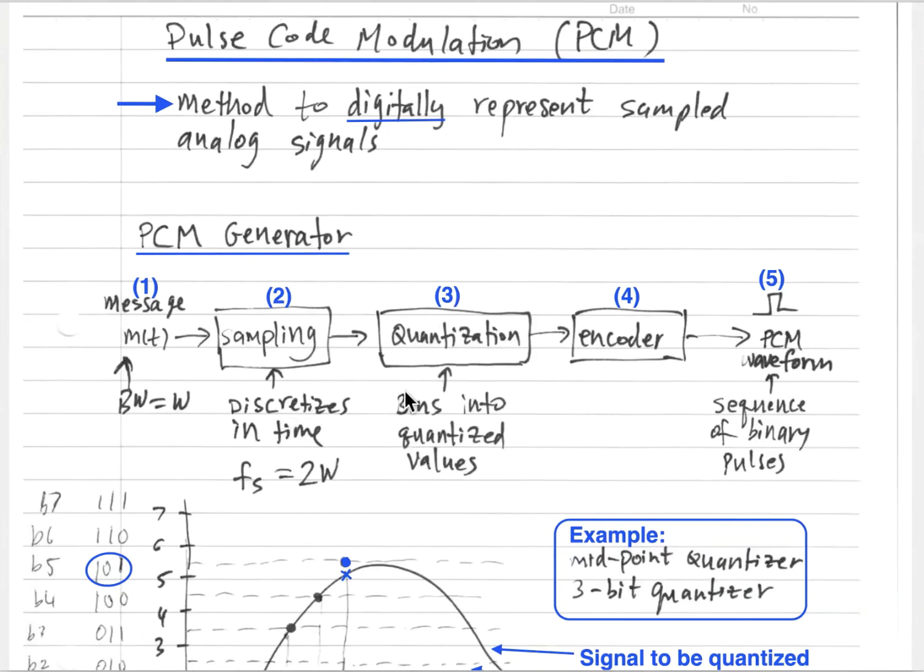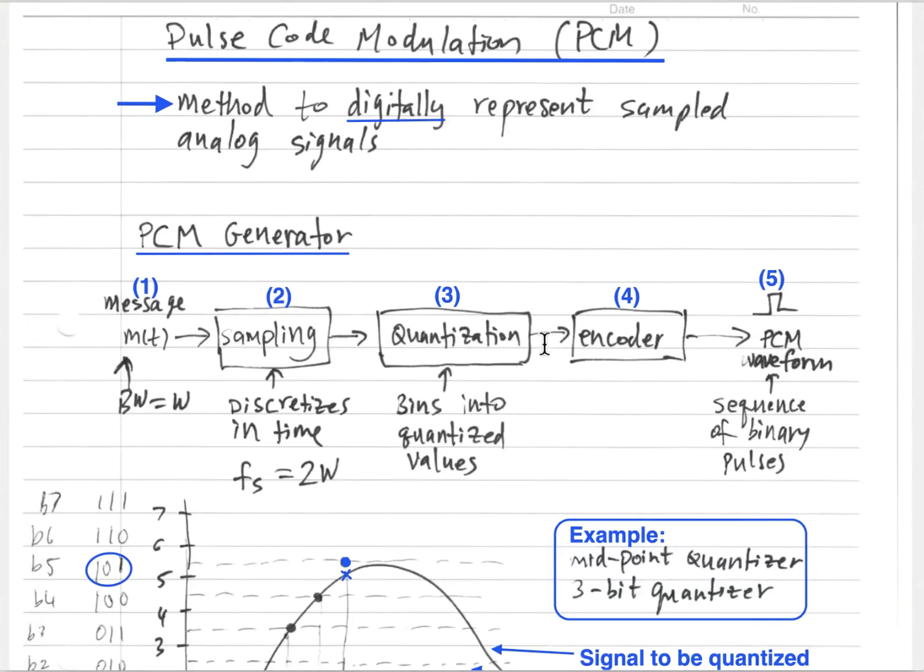Now, the next step is block 3, which is quantization. Quantization is probably something you have not done, but the point of quantization is to bin into quantized values. You're going to take these continuous values. At the output of block 2, things are sampled in time, but they're still continuous in value. So this bins into quantized values. This is what we're going to talk about in this section of the class.